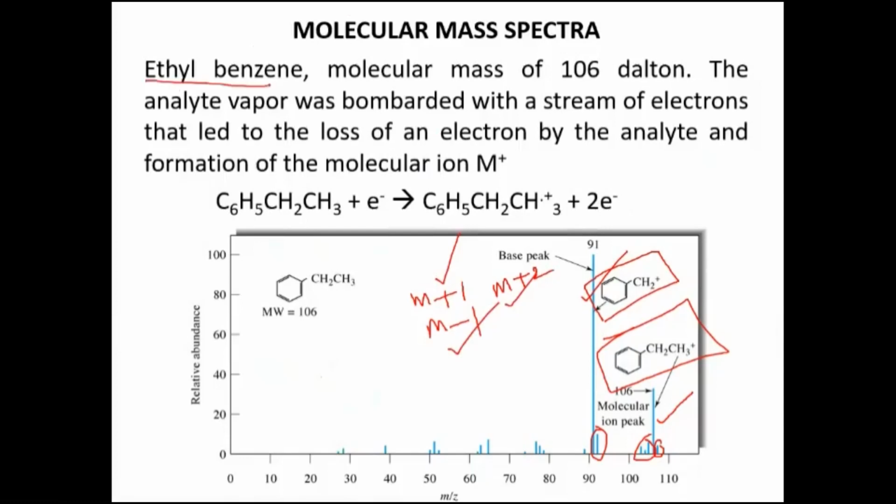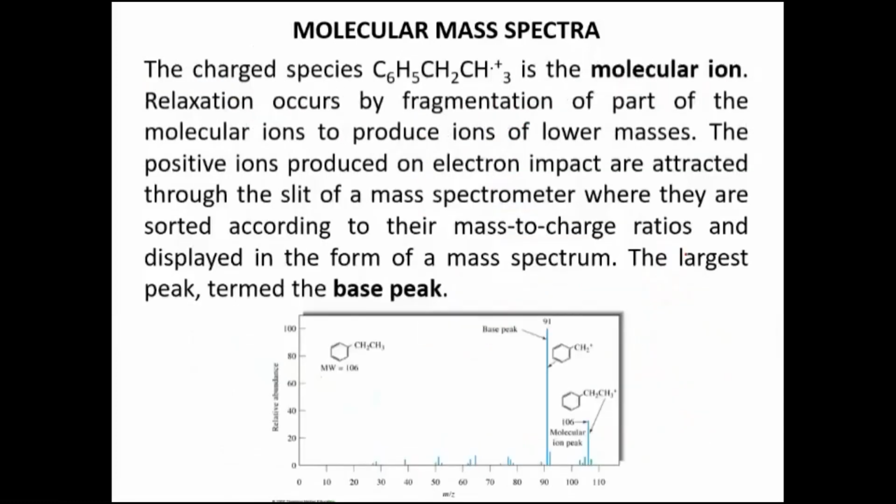So ethyl benzene has a molecular mass of 106 Dalton. The analyte vapor was bombarded with a stream of electrons that led to the loss of an electron by the analyte and formation of the molecular ion M plus, like this. You get this molecular spectra. The charged species of ethyl benzene plus is the molecular ion.